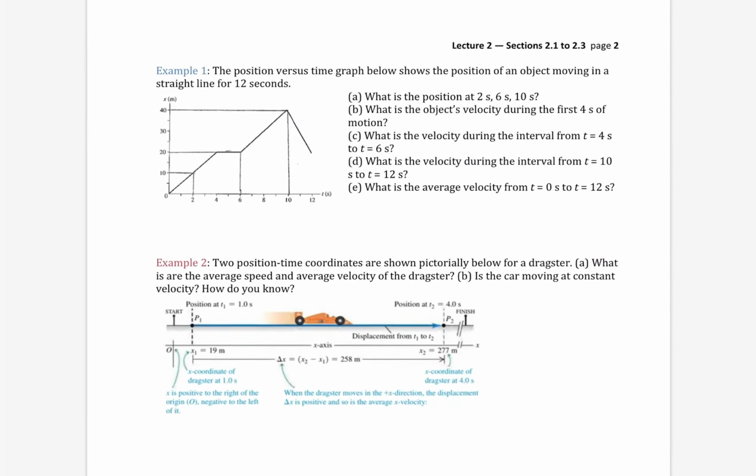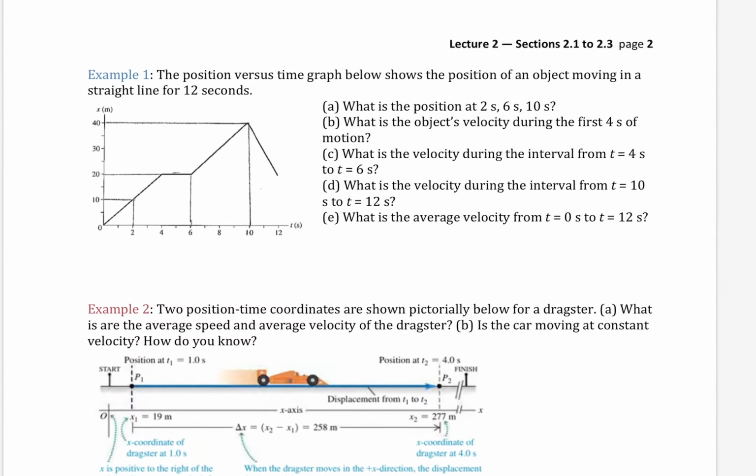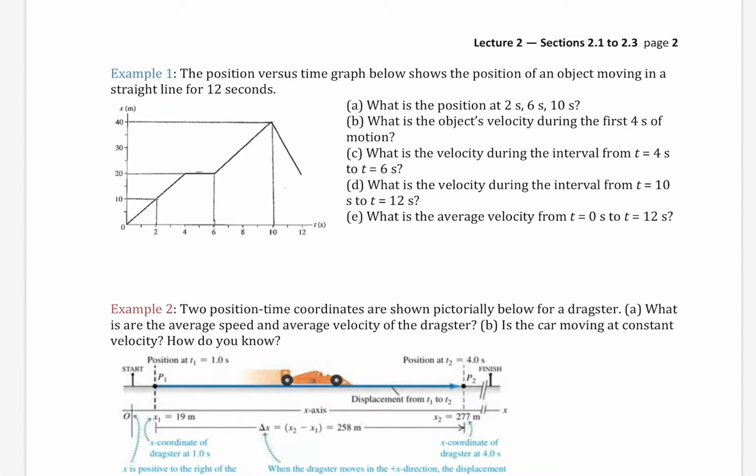Okay, so, well, not quite. We have two of one type, excuse me. Okay, so example 1. Here we have a graph. The position versus time graph below shows the position of an object moving in a straight line for 12 seconds. Notice that the vertical axis is a dependent variable of position, and the horizontal axis is time. We were first asked in part A, what is the position at 2 seconds, 6 seconds, and 10 seconds? This simply requires understanding of how to read a graph.